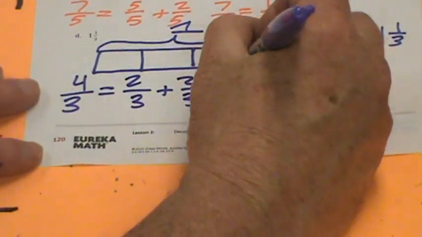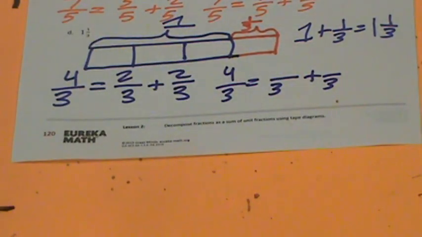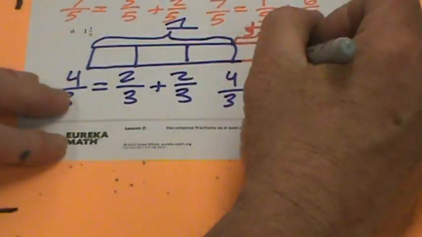And then let's do another one. 4/3 equals how many thirds plus how many thirds? It has to equal 4. What's another way to come to 4? Couldn't I do 3/3, the 1, plus 1/3? I can.